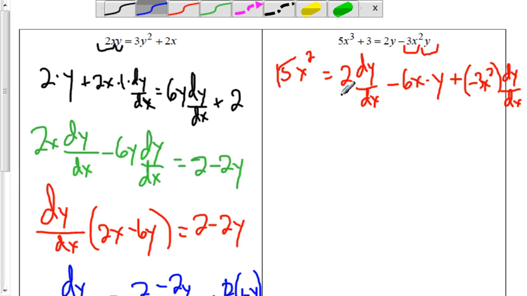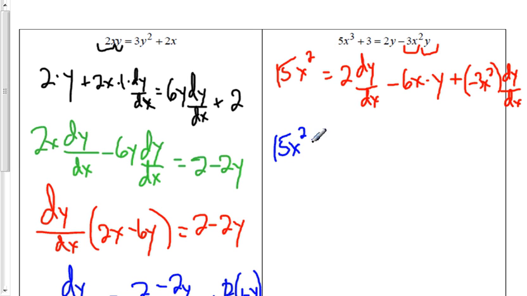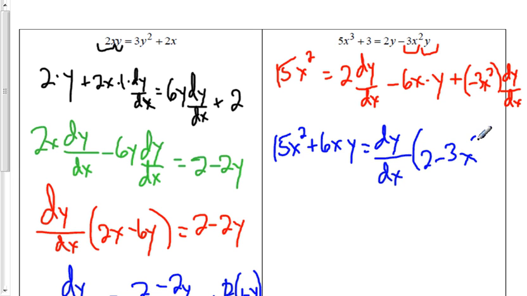Okay, now let's get all the dy/dx's on one side. They're already on the right side, so I'm going to move the 6xy over to the left side. So I have 15x squared, and I'm going to add 6xy to both sides. And this is going to be equal to, what do we got here? I have to take out a dy/dx, and I'm going to have 2 minus 3x squared.